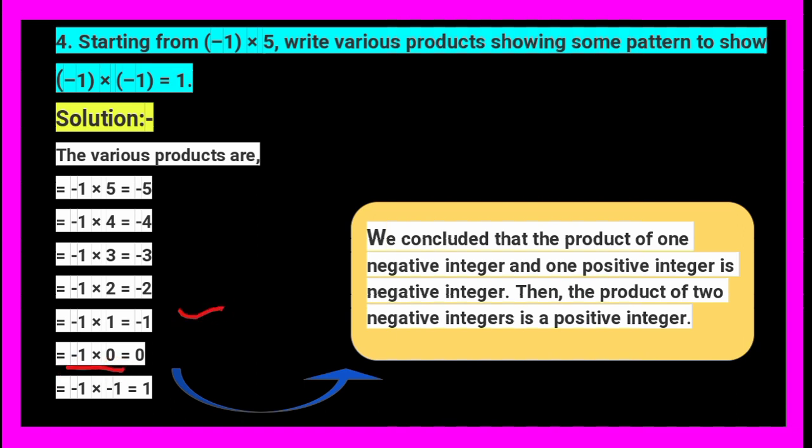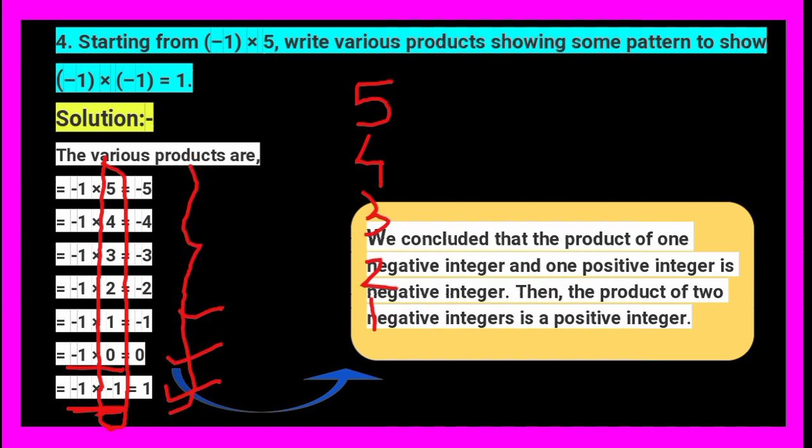Then observe this pattern, minus 1 multiplied by 0 is equal to, yes, 0. Then we multiply with minus 1. So here minus 1 multiplied by minus 1 is equal to 1, because both integers are negative. So here we have taken this number in decreasing order, decreased by 1 each time, right? And we have got this pattern, right?